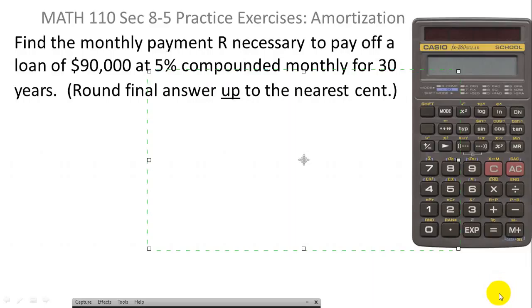Find the monthly payment R necessary to pay off a loan of $90,000 at 5% compounded monthly for 30 years. And we're going to round our final answer up, not using the usual rounding rules, but rounding it up to the nearest cent. This is a typical problem in the present value section where you're computing a monthly payment.